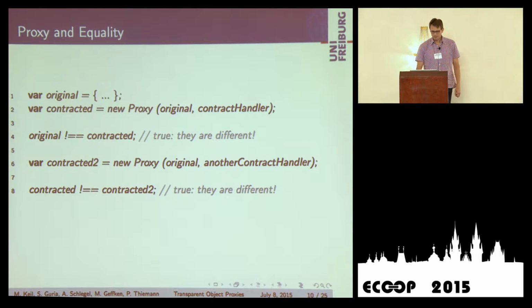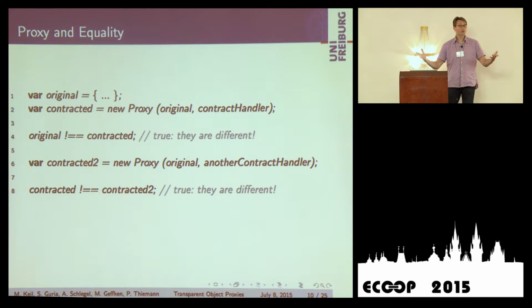Let's try it out. So up here, there's the original object, right? Now, someplace in your code, you put a contract on it, and right here, this is a fairly abstract example, you put a proxy on the original with some contract handler, and what you find out is they're different.